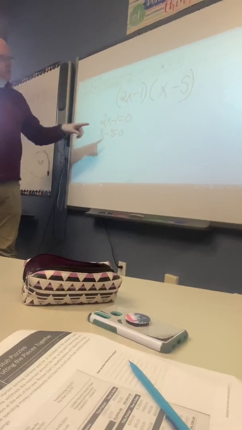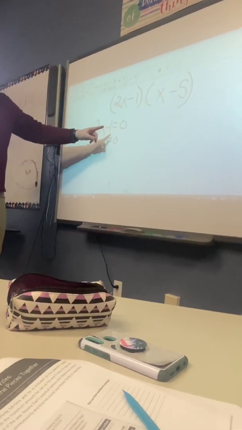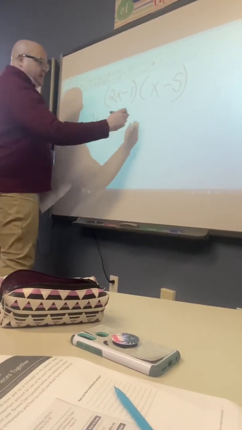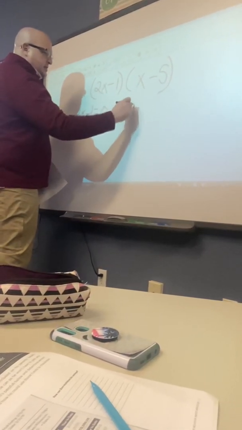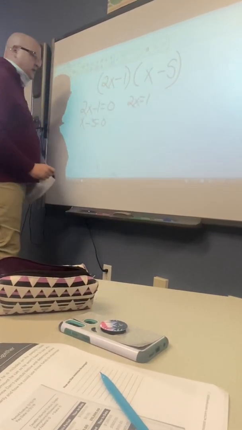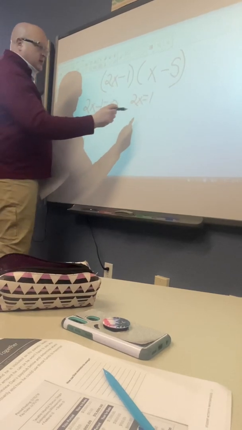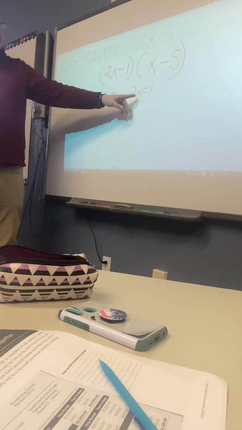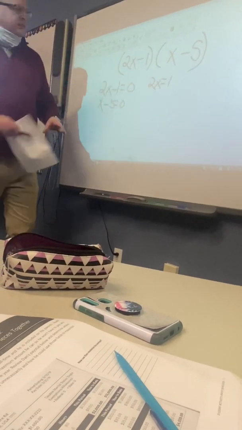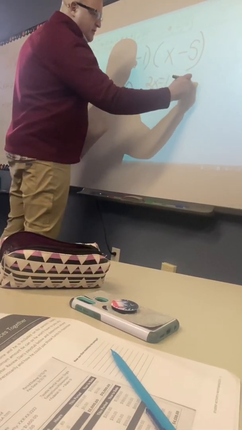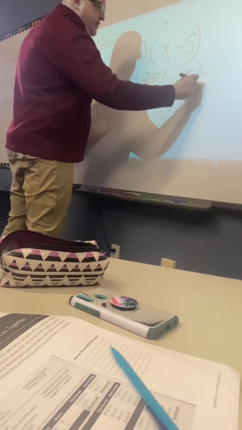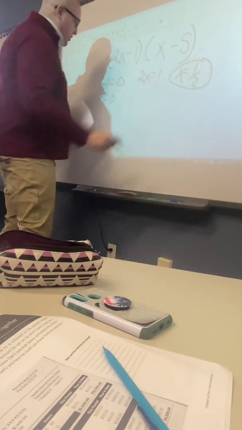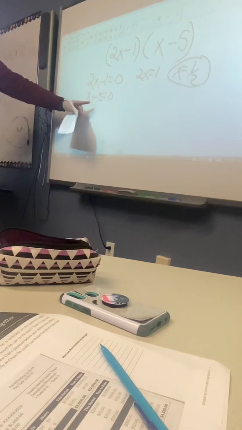All right, first question is, how do we get rid of the minus 1? We add 1 to both sides. So this would be 2x equals 1. Now we just want the x. We're going to have to divide by 2 on both sides. So our first answer is x is a half. Answer number 1.